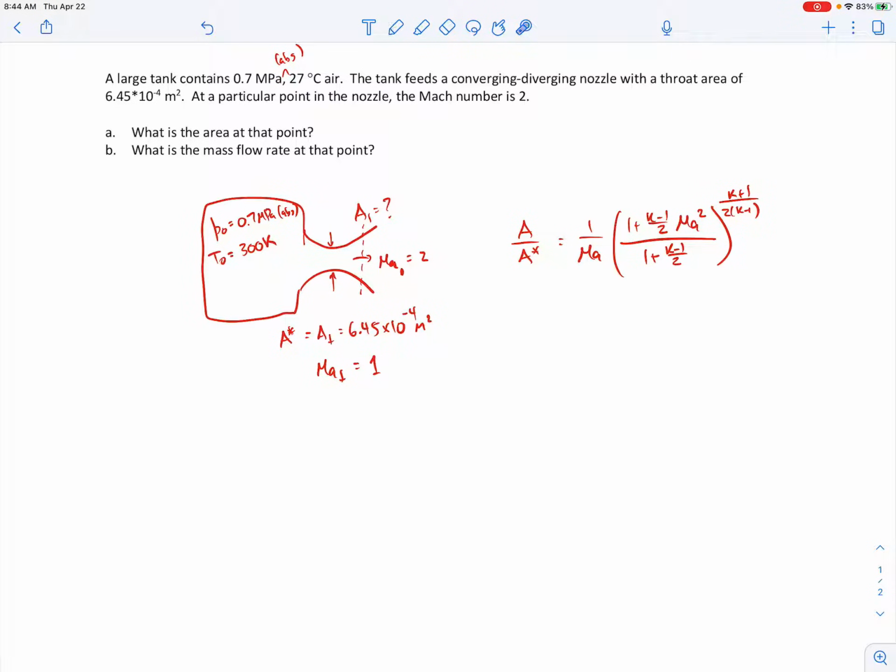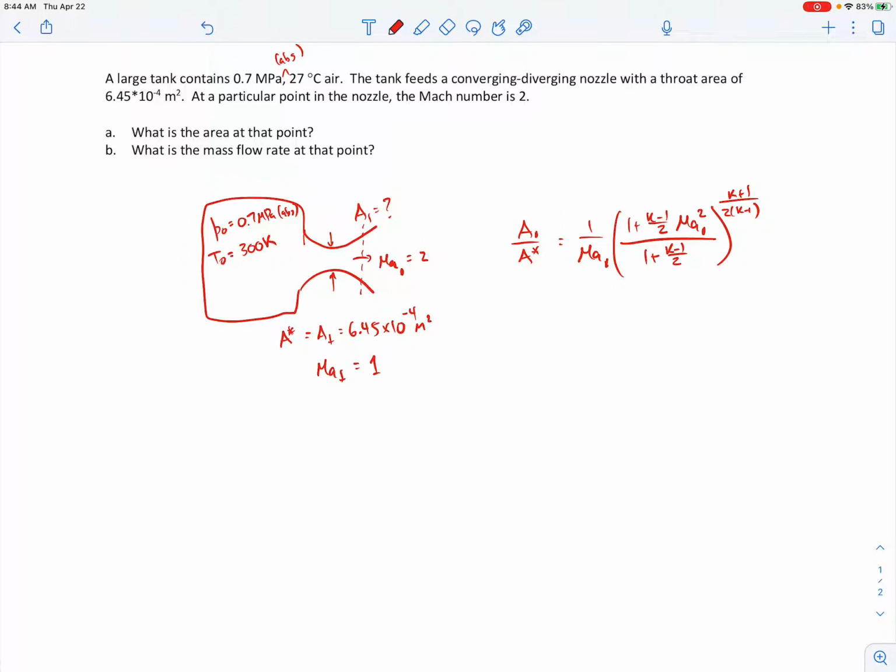So what this relation gives you is if you're given the area at a particular Mach number, so in this case it's the area at 1 and the Mach number at 1. So we're talking about this location right here, that we have the Mach number at 1. We're trying to find the area at 1. So there's area 1, Mach number 1. And A star is the area of the throat. It's the area where we have sonic conditions.